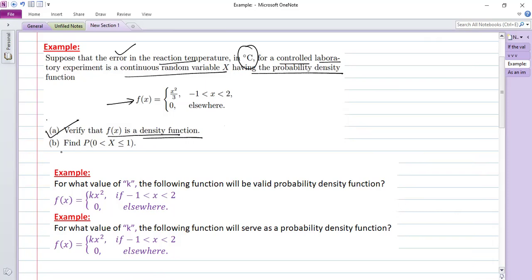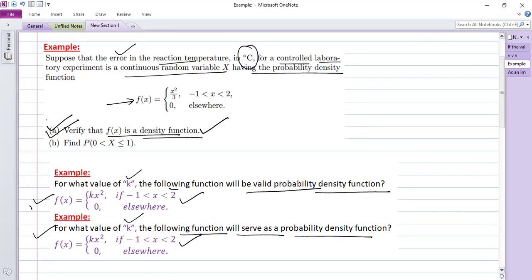Now this part A may be asked in this way also: for what value of k will the following function be a valid probability density function, or serve as a probability density function. For that, we will use the property that the integration of this PDF over the entire range of the random variable must be 1.